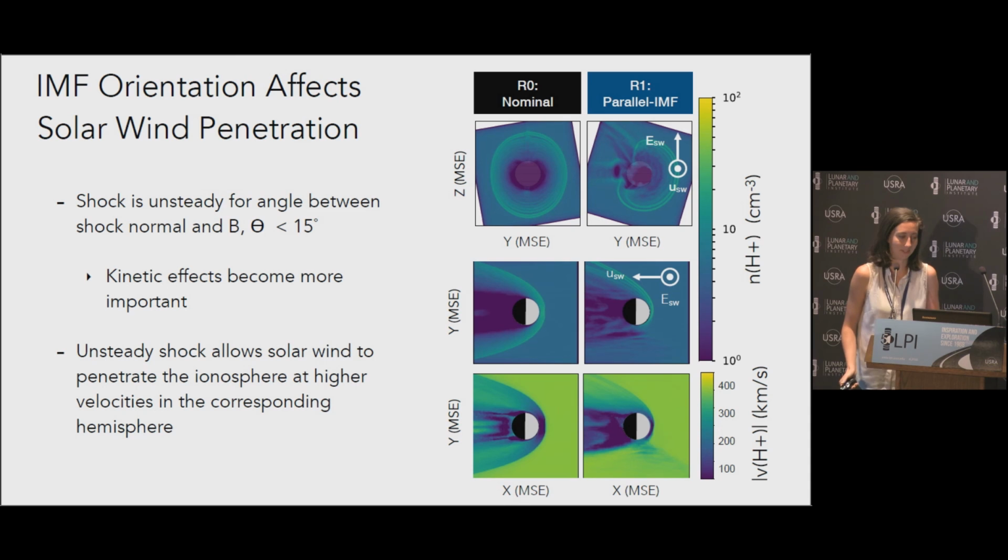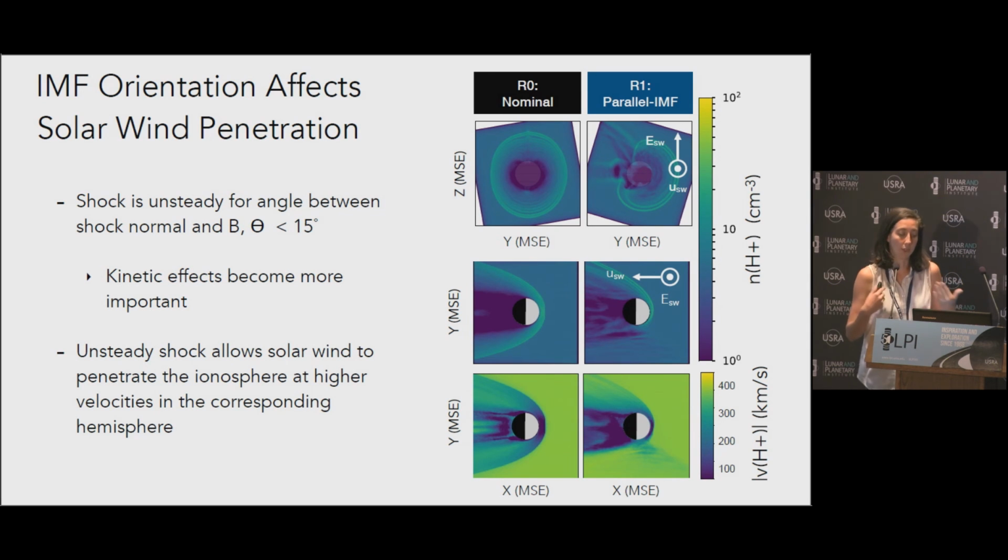Okay, so the first result that I want to talk about is how the IMF orientation affects things. So on the left here, I have my nominal case, and on the right, I have my quasi-parallel case. And you can see that on the left, everything in the bow shock, I'm showing H+ number density and velocity, looks very symmetric and nice. But when you move to the right, things get a little crazier.